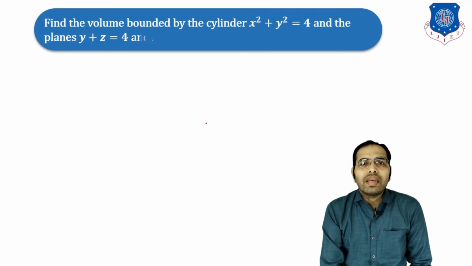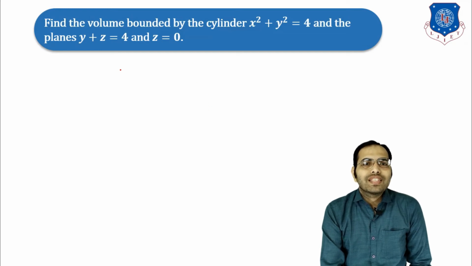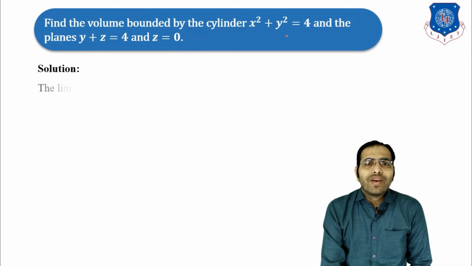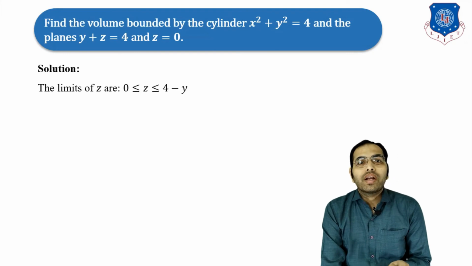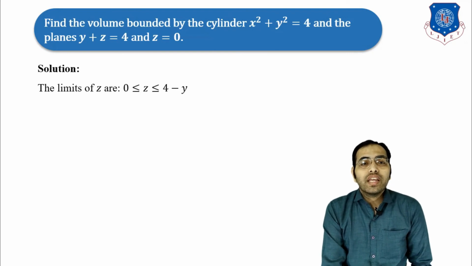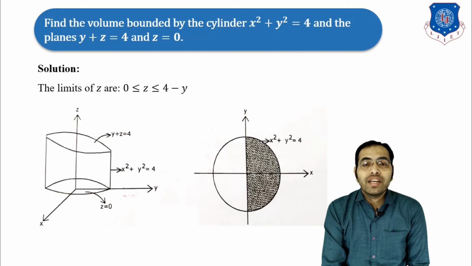Now let's see an example. Find the volume bounded by the cylinder x square plus y square equal to 4 and the planes y plus z equal to 4 and z equal to 0. Firstly, we have the equation of this cylinder, x square plus y square equal to 4, that is actually the equation of a circle in 2D, but here we have considered it as a 3D surface. Then in 3D, that is exactly the equation of a cylinder, an infinite cylinder.